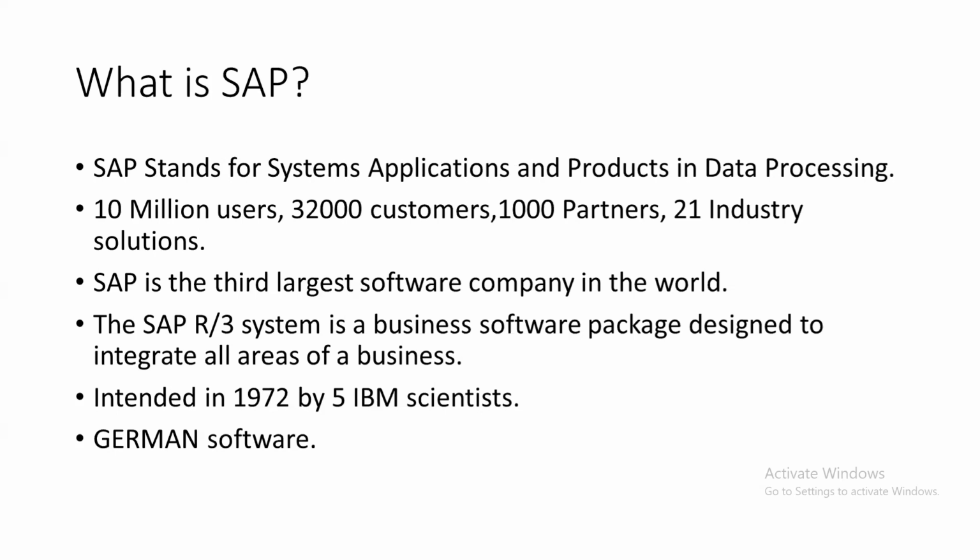In SAP, we are using the R3 system. R3 means real-time three-tier architecture. All the business package software is integrated, like the MM module, PP, SD, FICO, and all. It's a consolidated system. SAP was founded in 1972 by five IBM scientists who sat in one room. First, they introduced it into the German market, and slowly into other countries. For the last 50 plus years, we have been using SAP. It's German-based software.